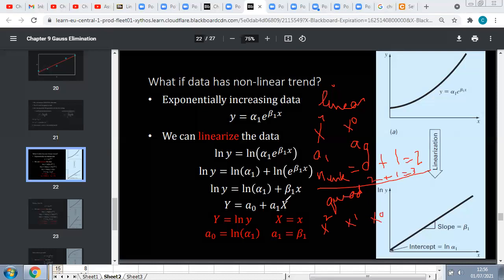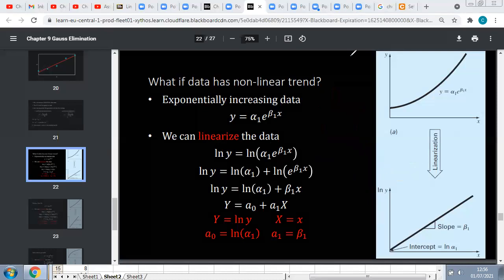This is why, if I can linearize my data, this will reduce the computational time for me. What are the types of functions that can be linearized? First, I have the exponential variation. Okay. Of course, whether increasing or decreasing, both will work.